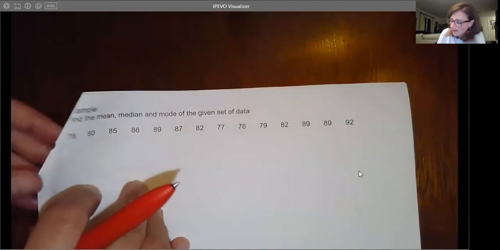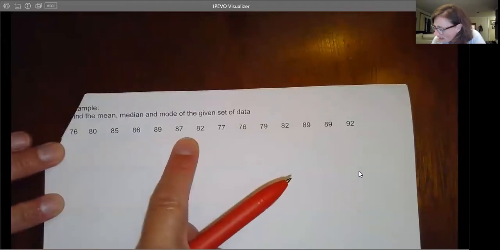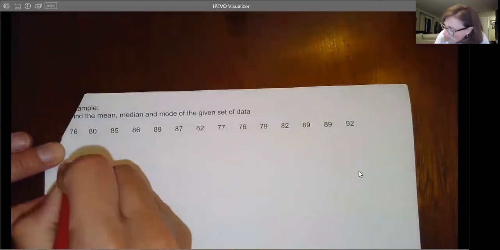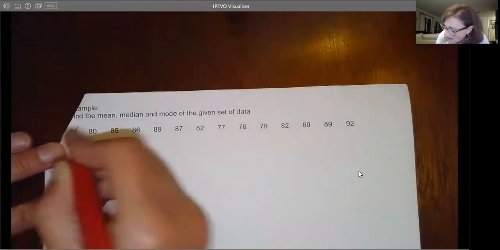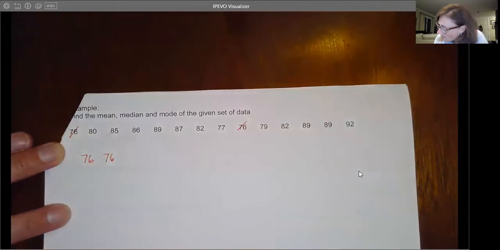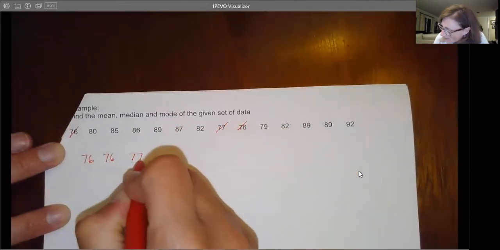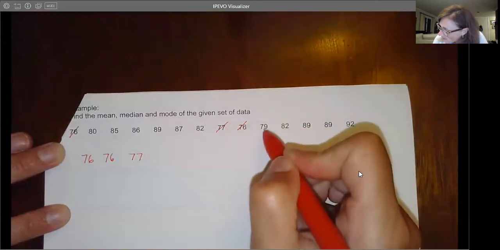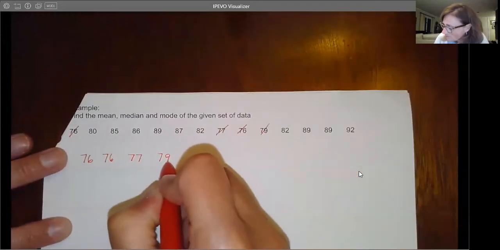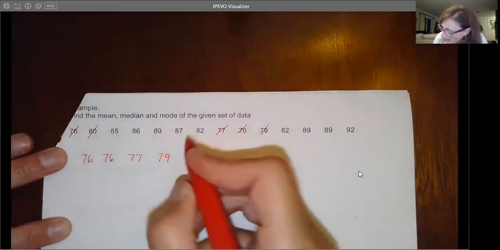So it looks like, I don't think there's any stuck in there. The smallest piece of data is the 76. So I have a 76 here and a 76 there. And then the next one would be 77. And then the next one, 79. So I think I took care of all my 70s. And then I have an 80.